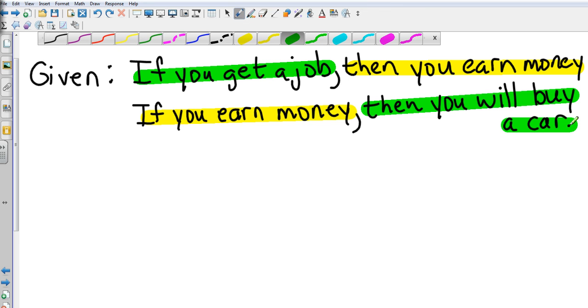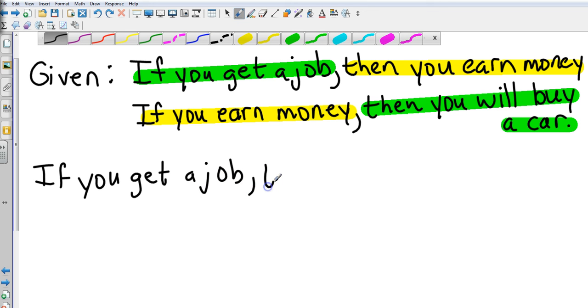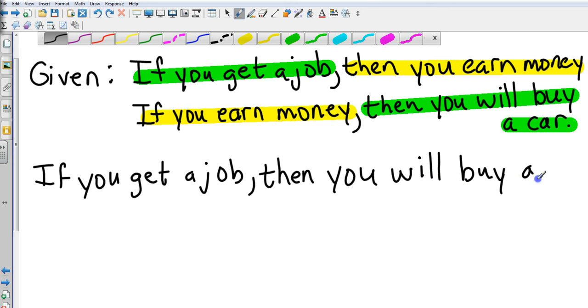So your valid conclusion would be, if you get a job, then you will buy a car. Law of syllogism: two statements, combine what's the same. If you get a job, then you earn money. So if you earn money, then you will buy a car. And then we will combine, if you get a job, then you will buy a car.